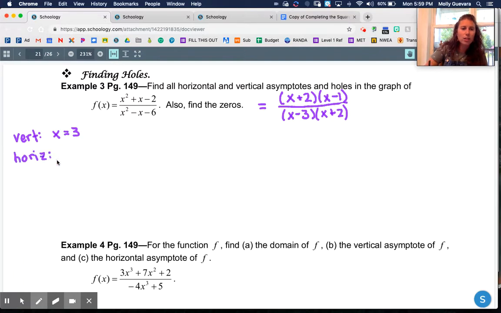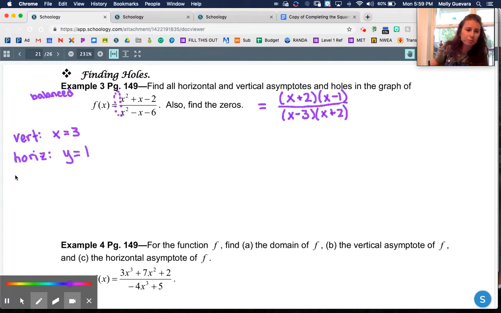Okay, my horizontal asymptote. Is this equation top heavy, bottom heavy, or balanced? So we look at our original equation. My highest degree here is a 2. My highest degree here is a 2. So it's balanced. Okay, if you need to make a note of that to yourself, please do. Balanced. So I'm going to take the numbers in front, which in this case is just 1 over 1, which is 1. So y equals 1 is my horizontal asymptote.